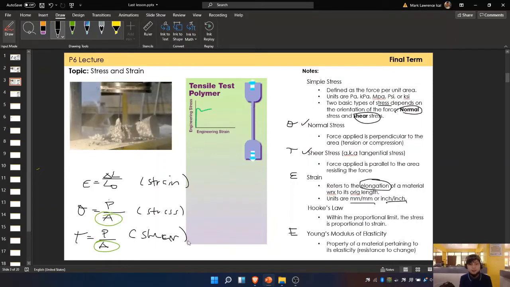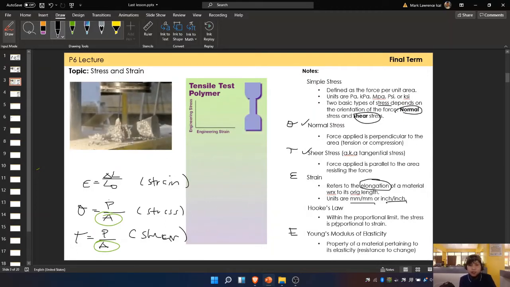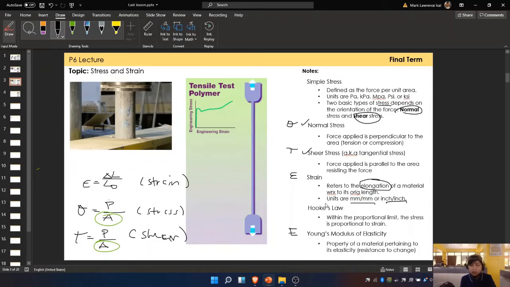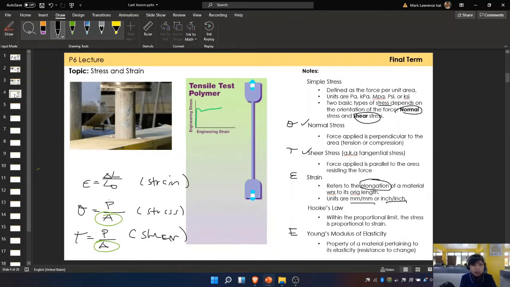So, shear stress. Okay? Now, when we say Hooke's law naman, ito yung Hooke's law. Within the proportionality limit, the stress is proportional to the strain. Now, we are very weird, no? So, what's that proportional limit? Yun yung tanong ko sa sarili ko. What's that proportional limit? Okay.